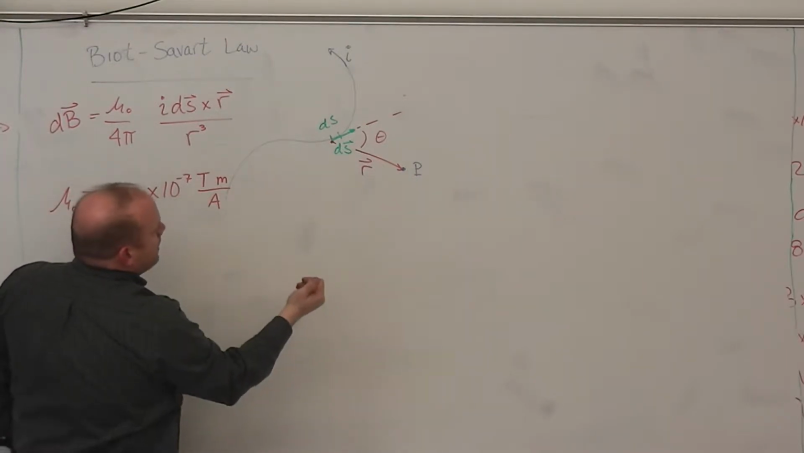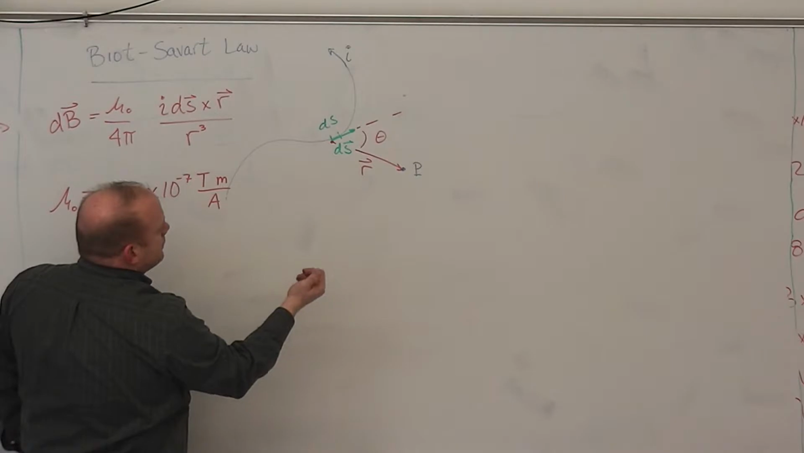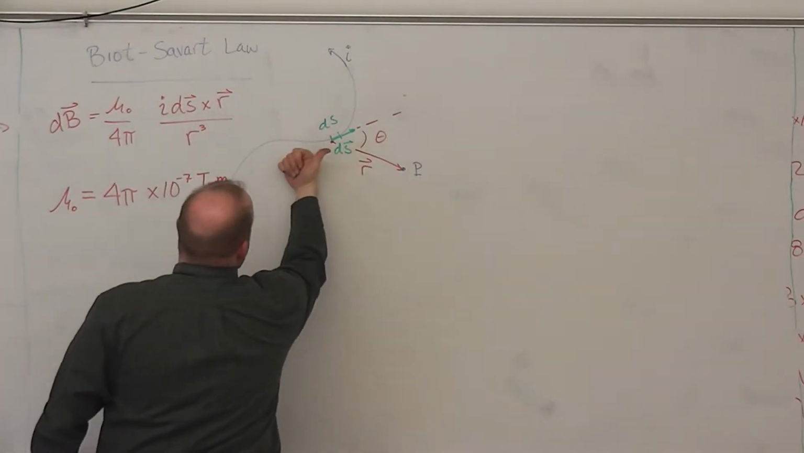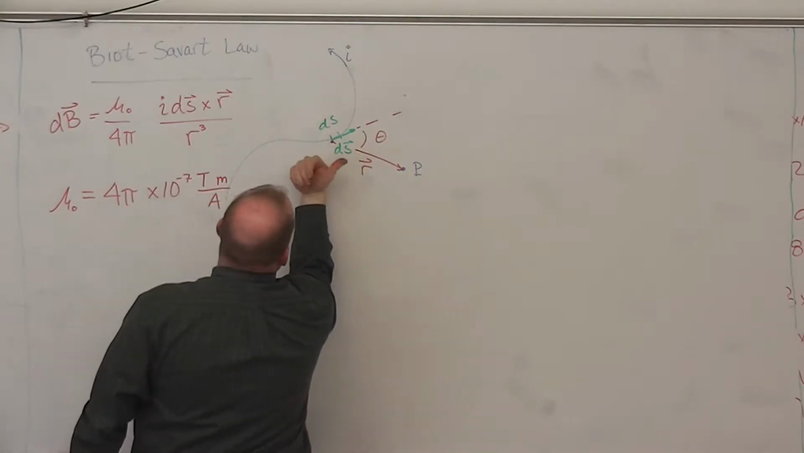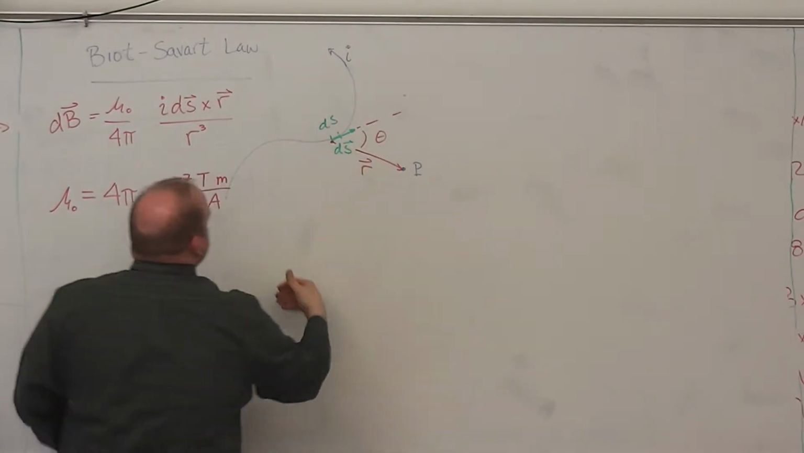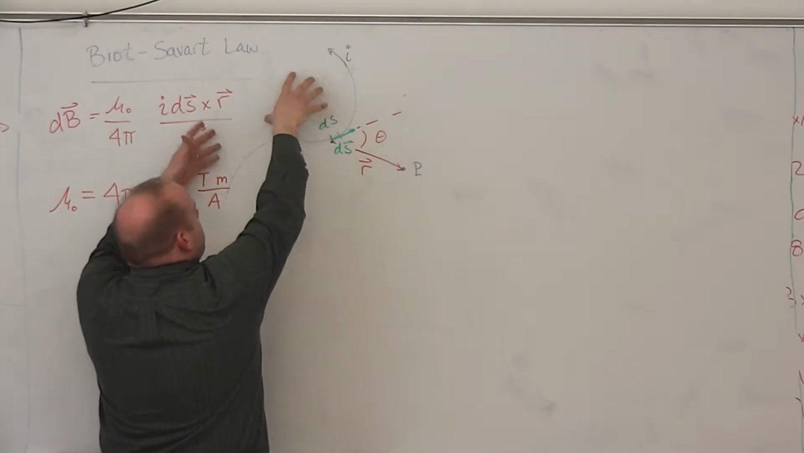Our hands go in the direction, thumb points in the direction of the current. Fingers wrap around in the direction of the magnetic field. So everything over here is going to come out of the board.